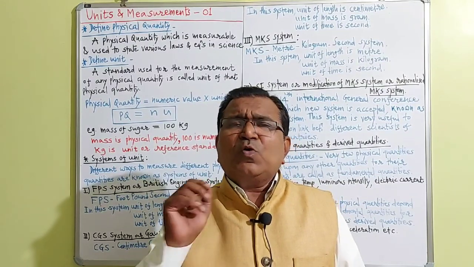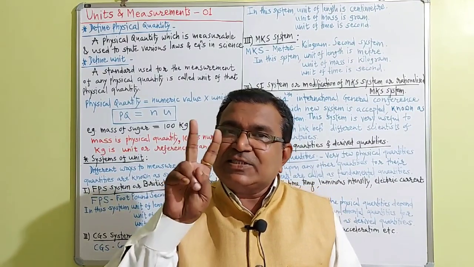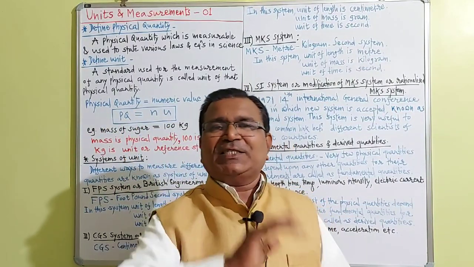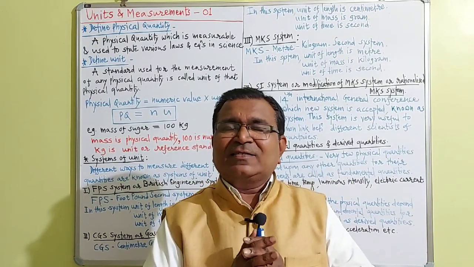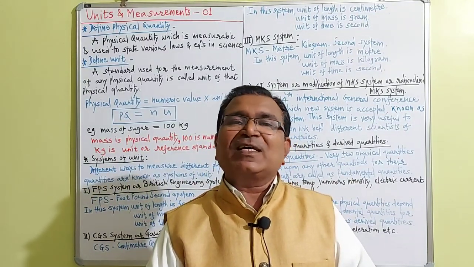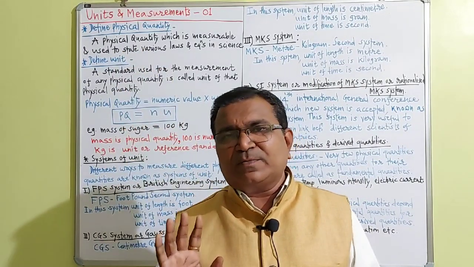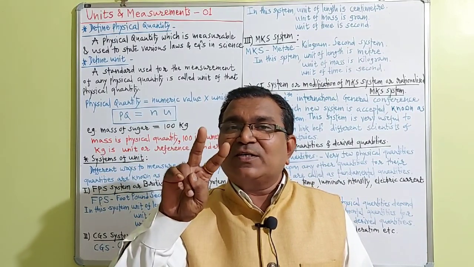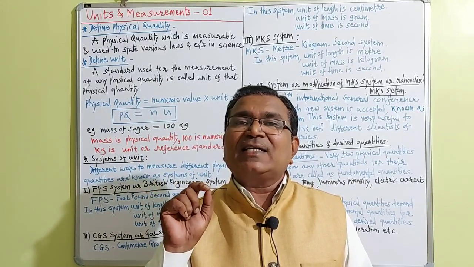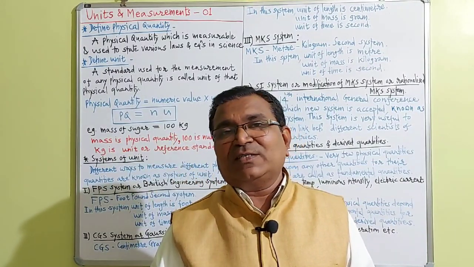Most physical quantities depend upon at least 2 or more fundamental quantities for their measurement. So a derived quantity is dependent on 2 or more fundamental quantities. Suppose velocity: what is the formula of velocity? Velocity is equal to length upon time. So velocity depends upon 2 fundamental quantities, length and time. So velocity is treated as a derived quantity.